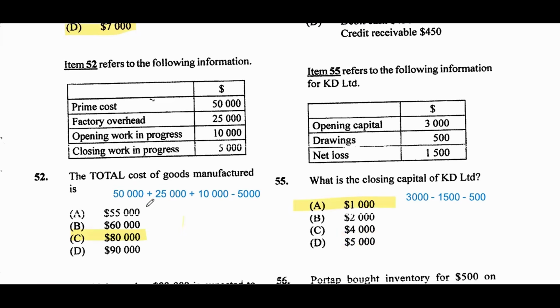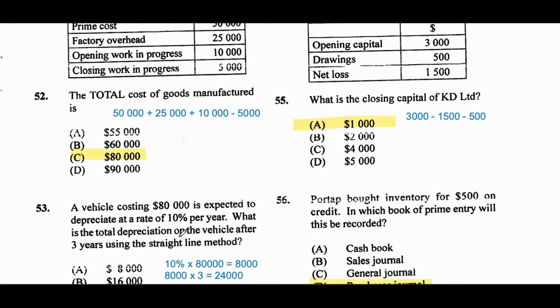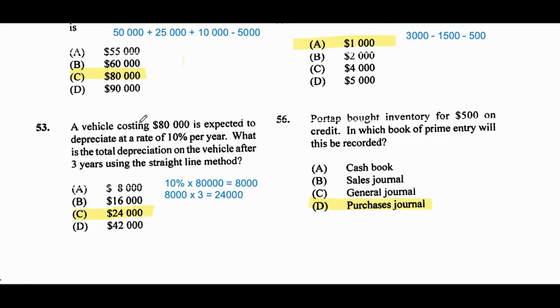Question 52 gives us the following information: prime cost, factory overhead, opening work in progress, and closing work in progress. The total cost of goods manufactured should be, well, add them up. Prime cost, add the factory overhead, add your opening work in progress, subtract your closing work in progress, and should be C, $80,000.